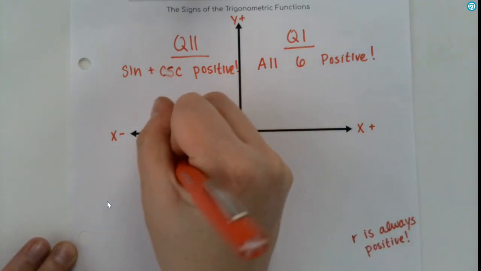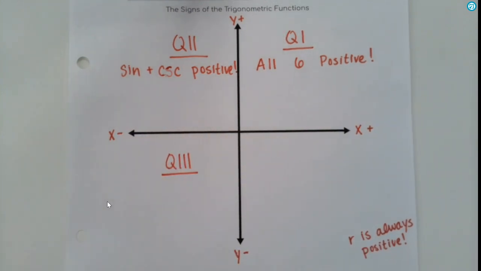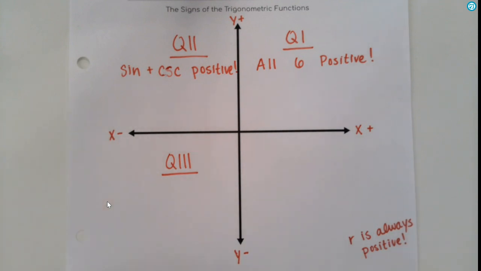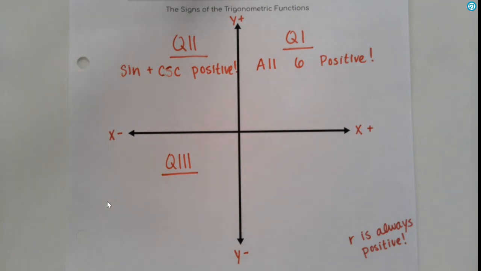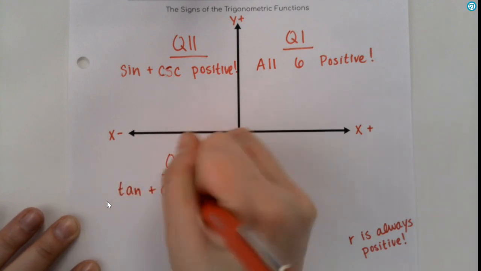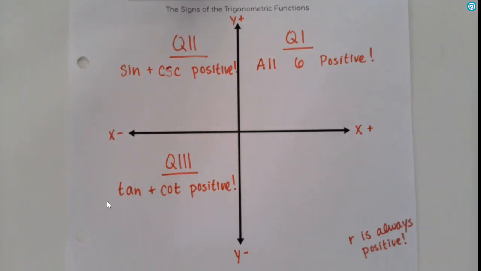In quadrant 3, we've got y over r for sine, so sine is going to be negative, x over r for cosine, so cosine is going to be negative. The only trig function that's positive in quadrant 3 is tangent because negative y over negative x, negative divided by negative is a positive. And so therefore tangent and cotangent are positive, because it's always a function and its reciprocal.